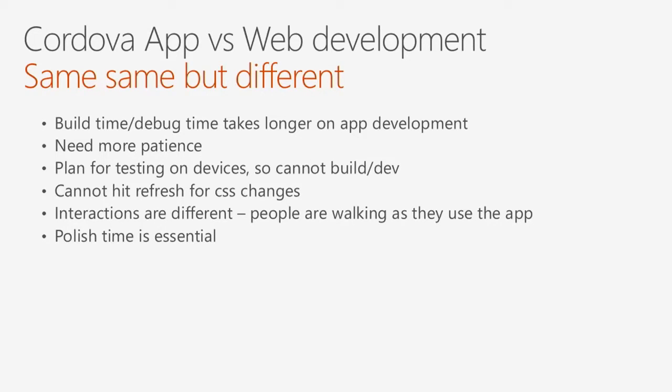So Cordova apps and web development, things are the same and different. Build times are probably the biggest one. You do get sidetracked. You will be going down one path, and then you'll do a build and a deploy, and then you'll have like a minute and a half, and suddenly you're checking stuff, and then you're on YouTube and you're like, oh shit, what am I doing? So you've got to bear that in mind. You've got to have a little bit of patience and a little bit of focus.